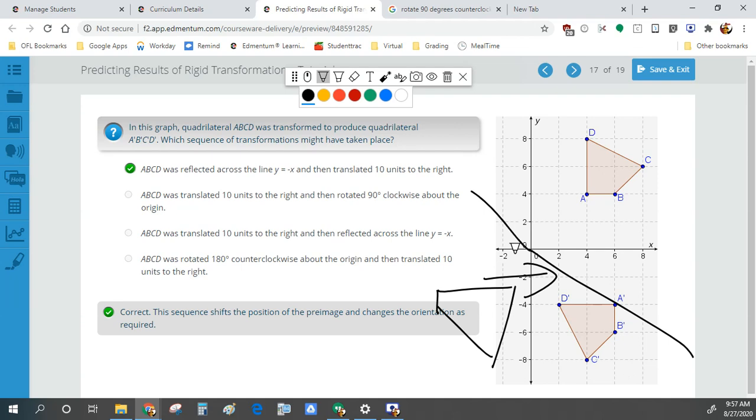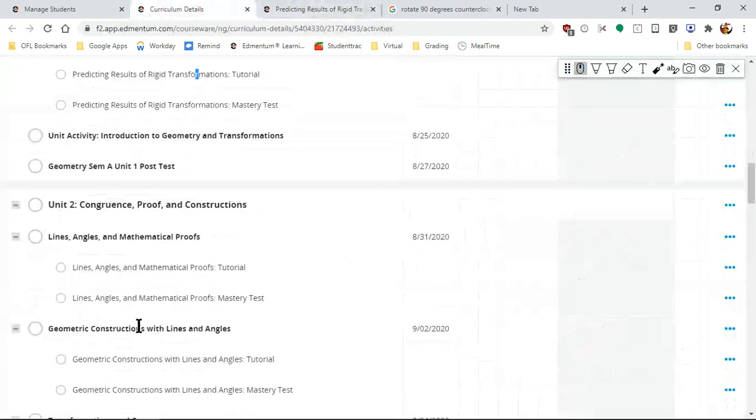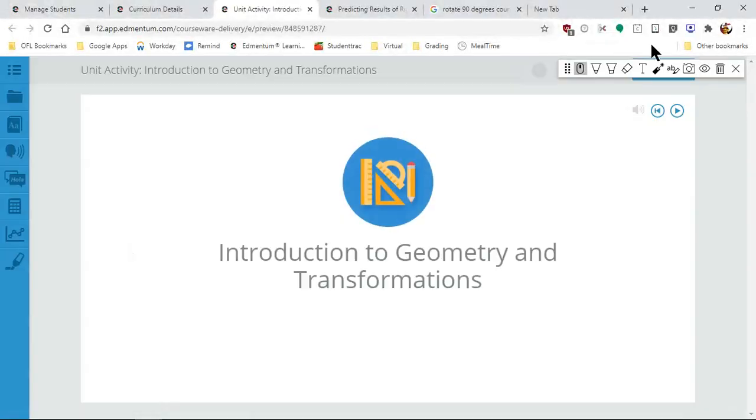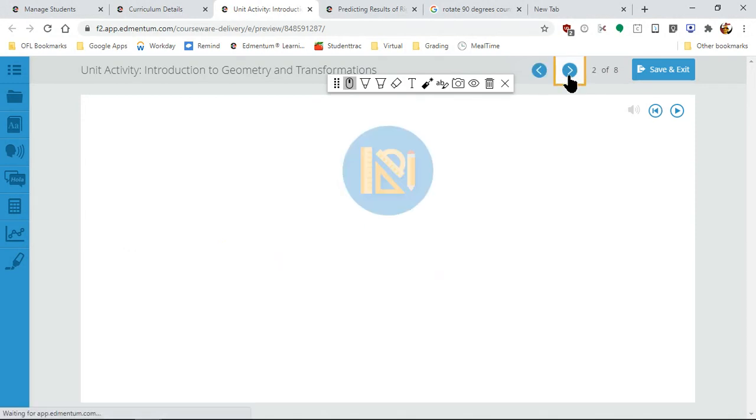All right. So give me a second, guys. The last thing we have to do for this unit, besides finishing that mastery test, is the activity. Let me go over that really fast.